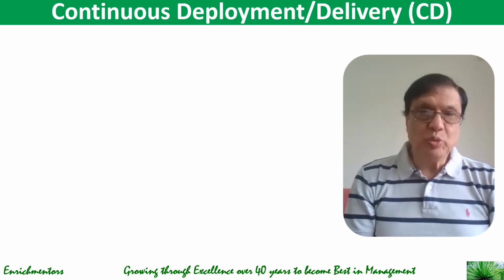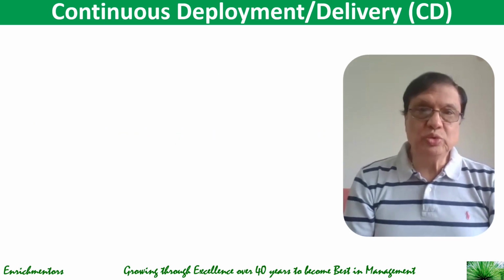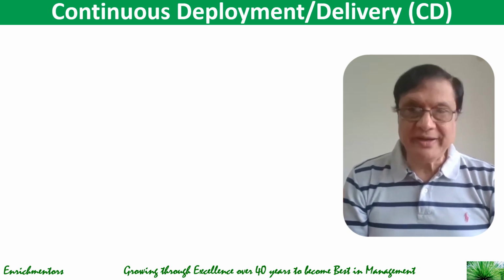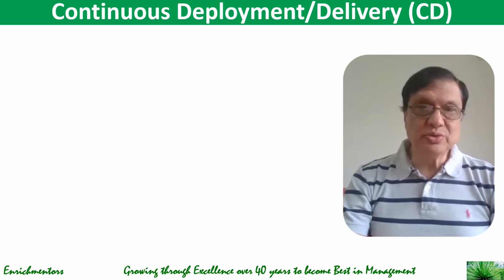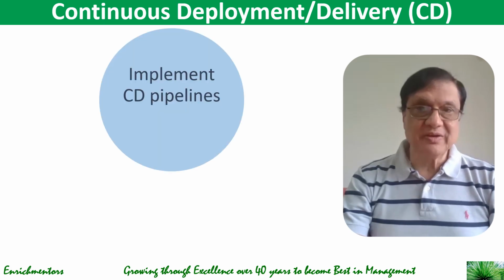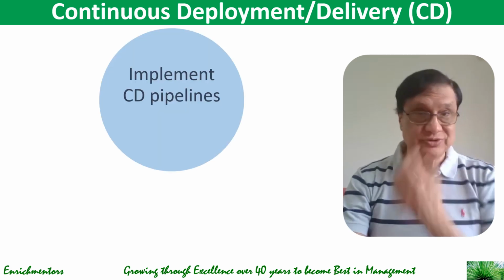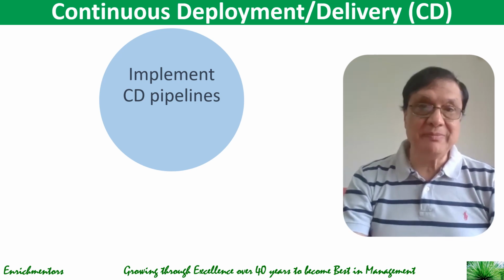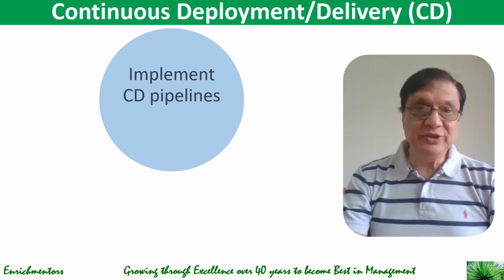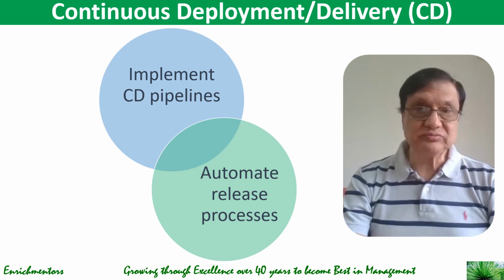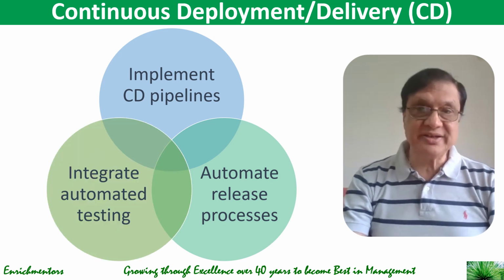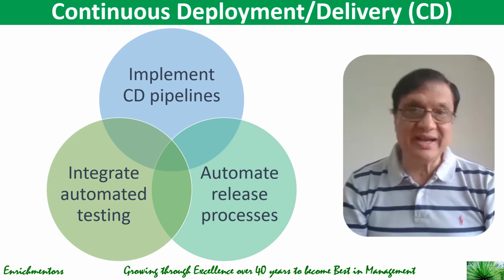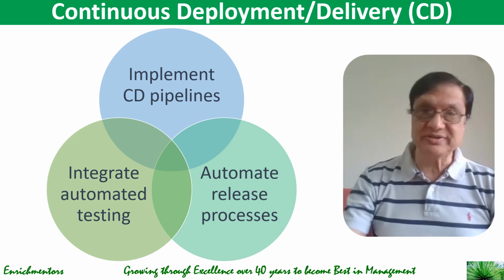So what are the things that you can do to start practicing continuous deployment and delivery? The first thing is to implement continuous deployment pipelines for staging and production deployment. So there have to be continuous deployment pipelines implemented and put in place. Then you need to automate release processes to reduce manual intervention. And third, integrate automated testing into the deployment pipeline. If you do all that, you are beginning to be ready for continuous deployment and delivery.